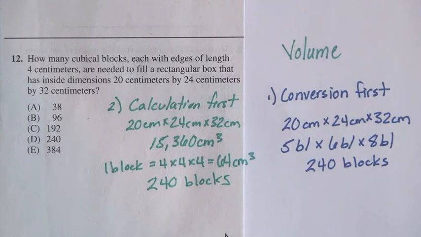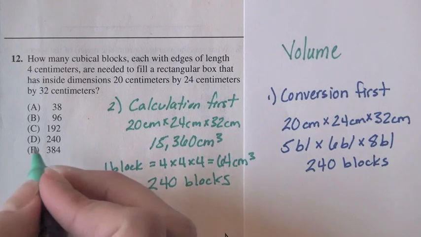You get the conversion out of the way, and you avoid the possibility of making probably the most common mistake in this kind of problem, which is to calculate this volume and then divide by 4 instead of by 64. So I recommend you go with the conversion first method. It's cleaner, it's neater, and it's shorter. But regardless of how you do it, the correct answer is D, 240.